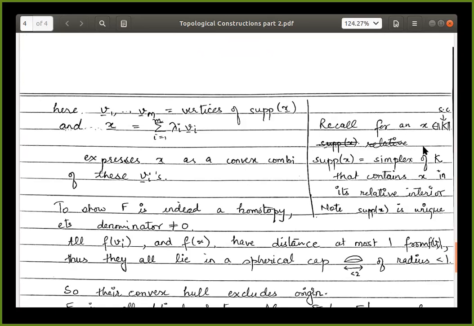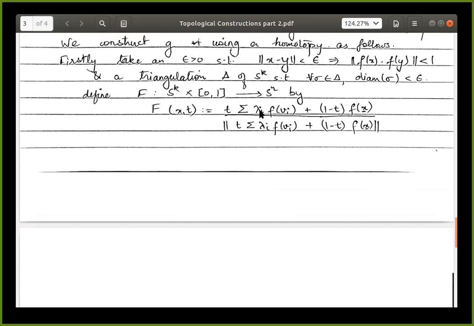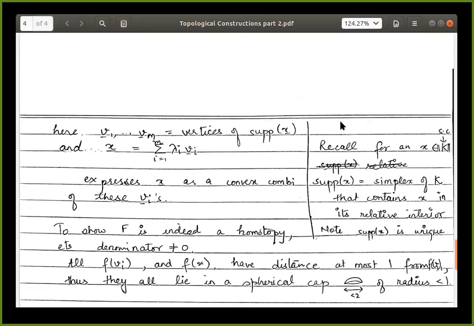So pick that particular simplex of K whose relative interior has the point x and call it the support of x. Then the support of x, being a simplex, has its vertices. So let's say v1, v2, ..., vm are the vertices of the support of x. Then for F of (x, t), the summation runs from i starting from 1 to m. This denominator is nothing but just to make it a norm 1 vector. So nothing much is happening here as of now. All you care about is that since you want the image to land in Sn, you have to divide it by its norm to make it a norm 1 element, of course, provided that this is non-zero.